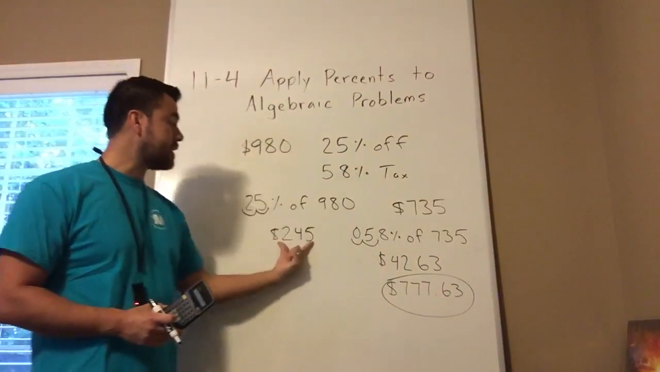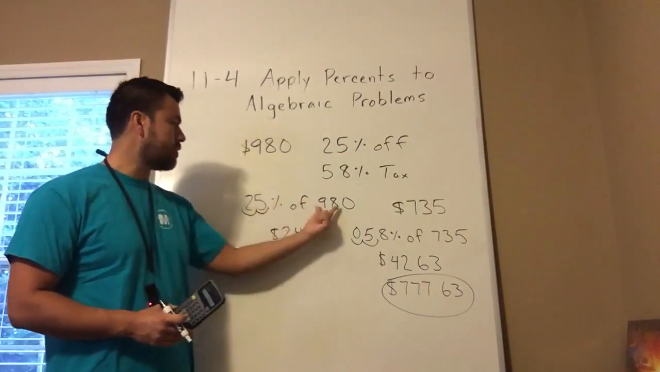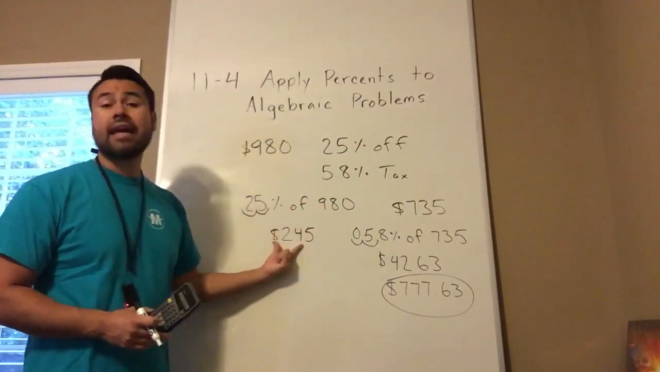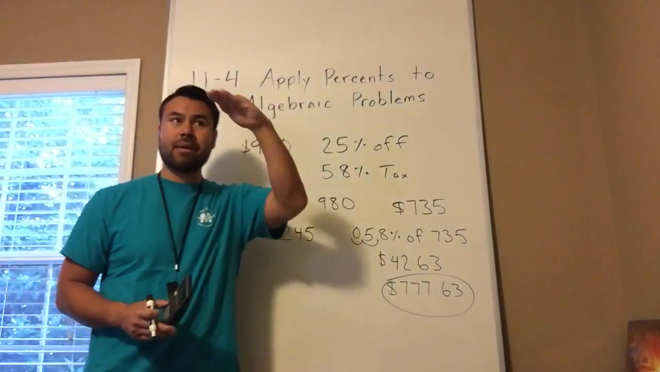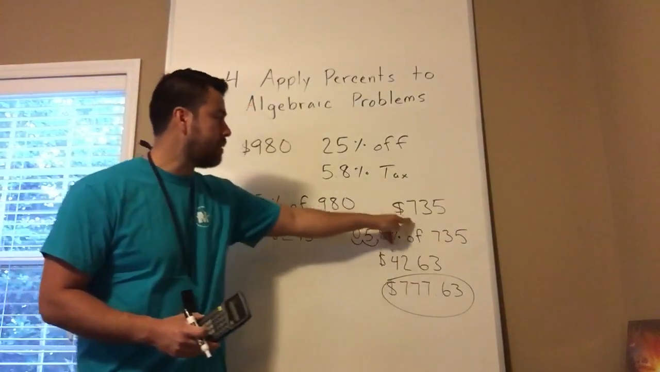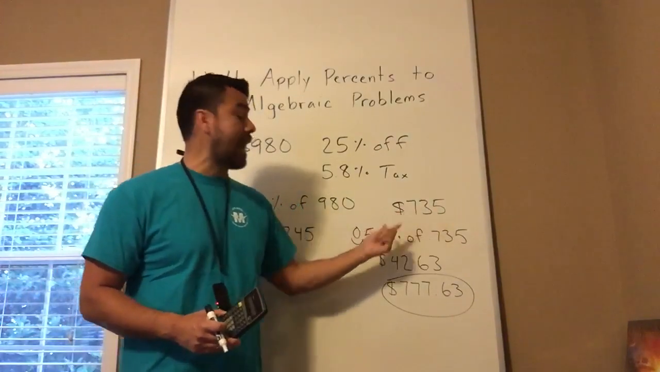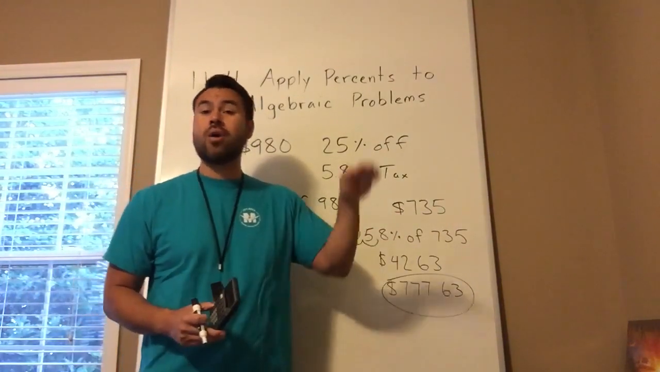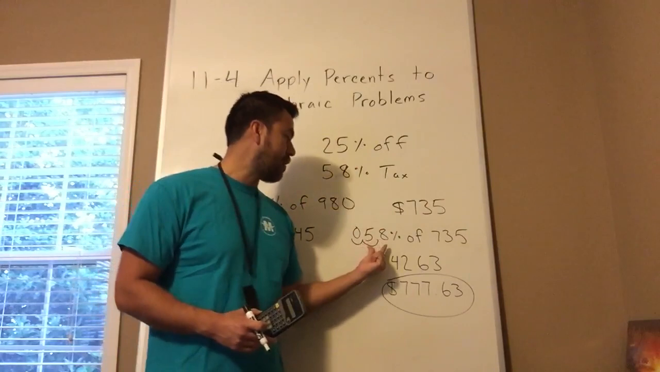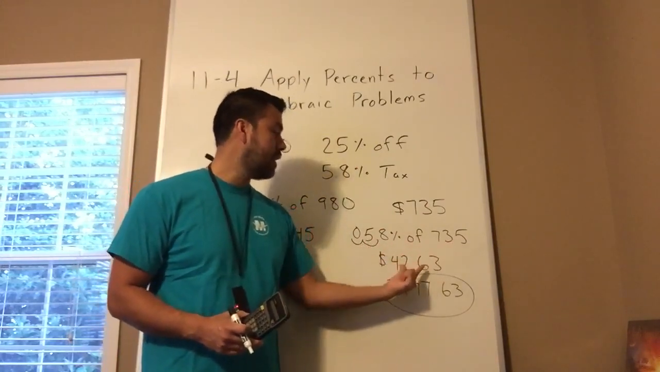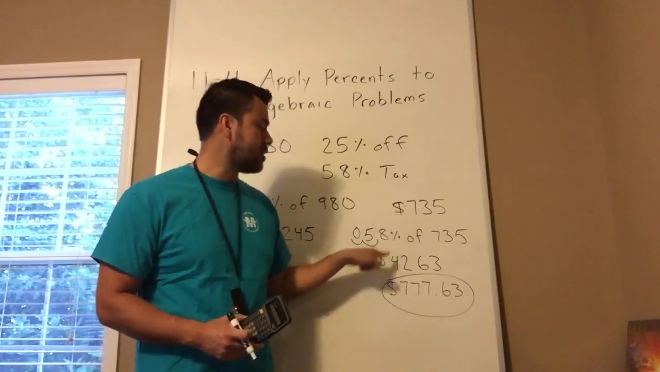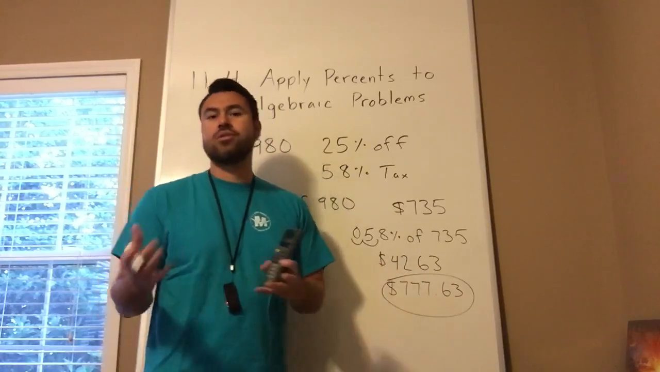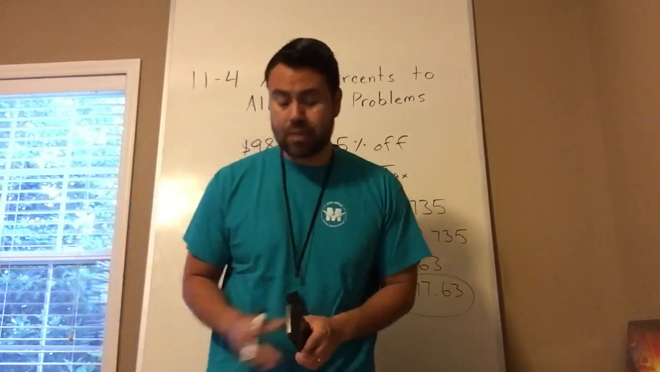So I took that discount amount, so I did 25% of 980, okay? And I had to subtract that from the amount because it's a discount. It makes your price go down. That gave me $735. But taxes always make your price go up. So then I found 5.8% of $735, $42.63, and I had to add these two together to get my final price. So you can see the double problem in that.